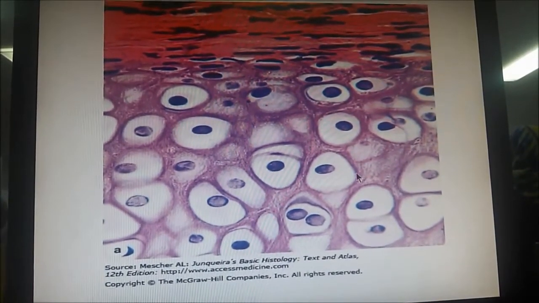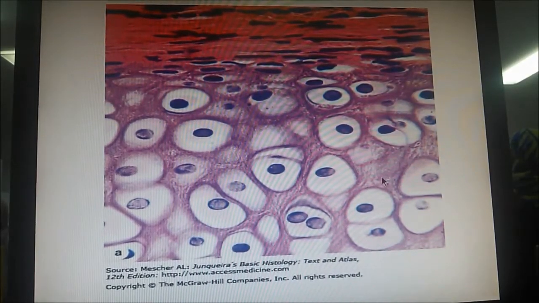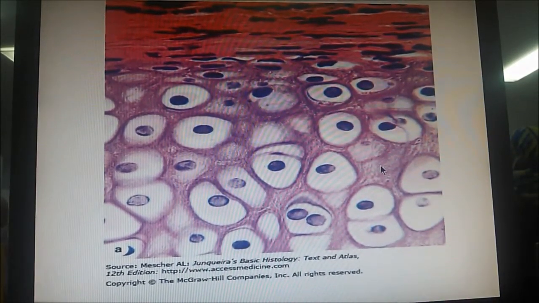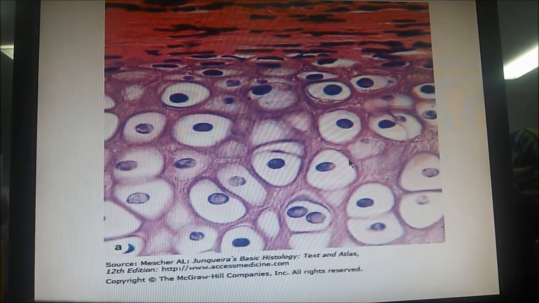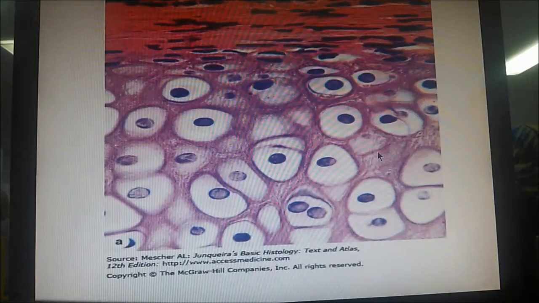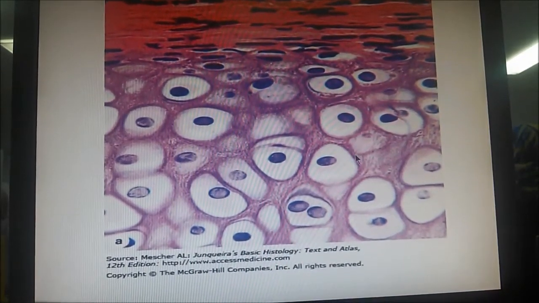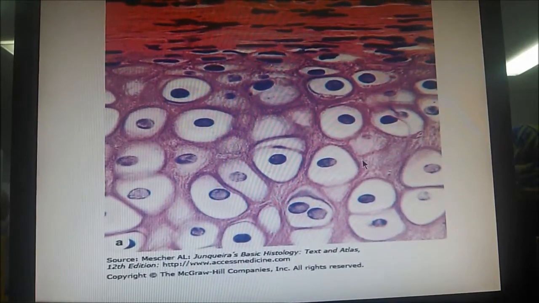Notice that the matrix that surrounds the chondrocyte directly is relatively darker than the remainder of the matrix. The matrix directly around the chondrocyte is called the territorial matrix, from territory; it's a territory around the cell. This one is relatively darker. The remainder of the matrix, which is paler, we call interterritorial. Territorial, interterritorial matrix.